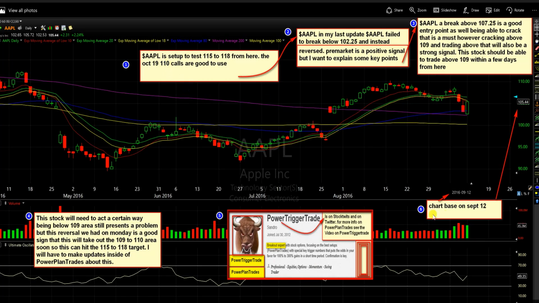So this was the plan here on September the 12th. You can see that we hit one of these targets right over here. That's why you want to listen to me. I do make great plans, but the stocks have to act a certain way. You have to learn in the market that if things don't materialize, you have to abandon ship, take small profits, and move on. At the same time, when things are doing really well, you want to hold properly so you can get the big gains. And this is what Power Trigger Trade is all about.